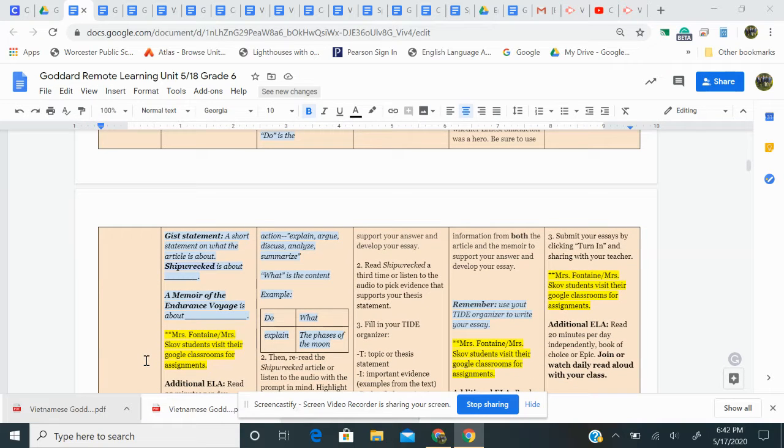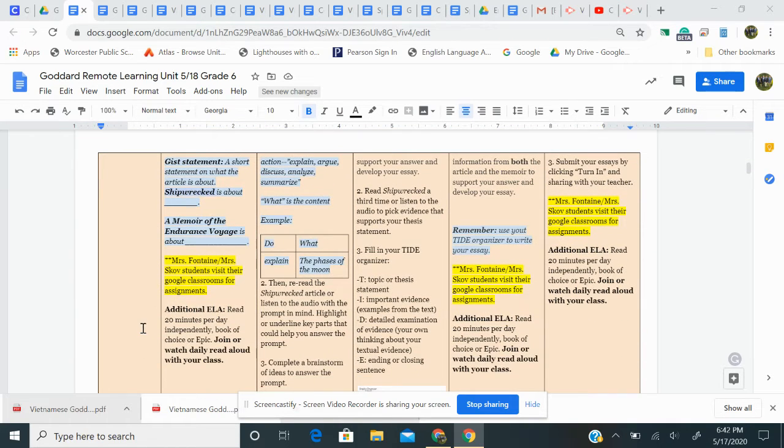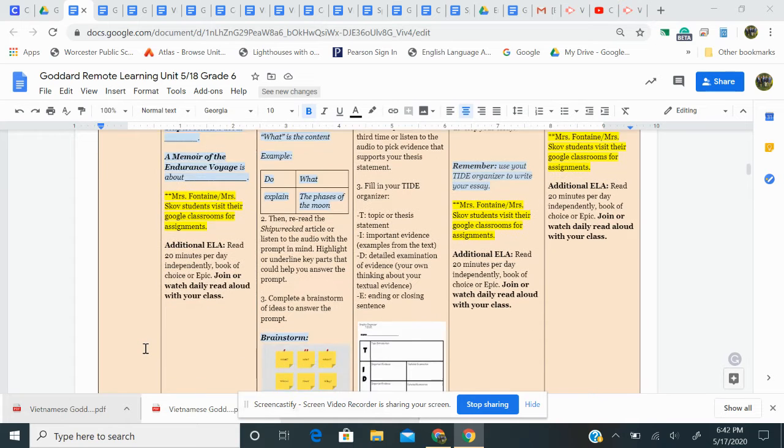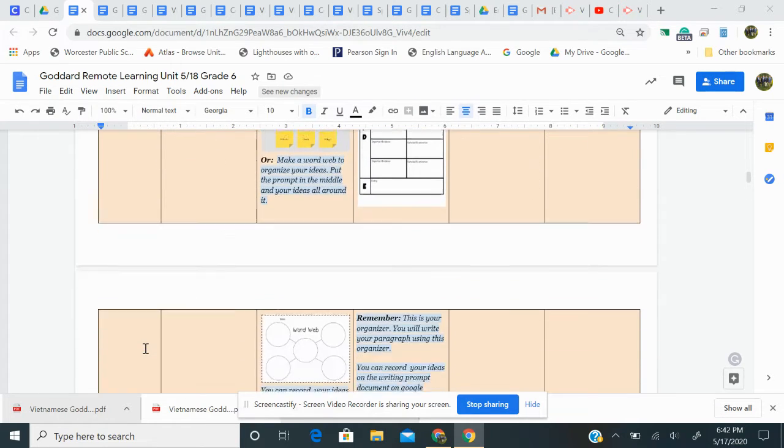Mrs. Fontaine and Mrs. Scove students, don't forget to visit their Google Classrooms for your assignments. Some additional ELA activities: read 20 minutes per day independently, a book of your choice or EPIC, or you can join or watch a daily read aloud with your class.